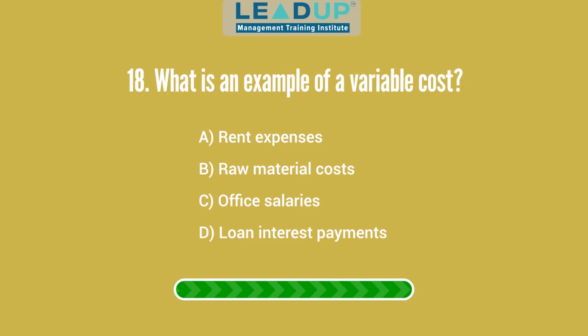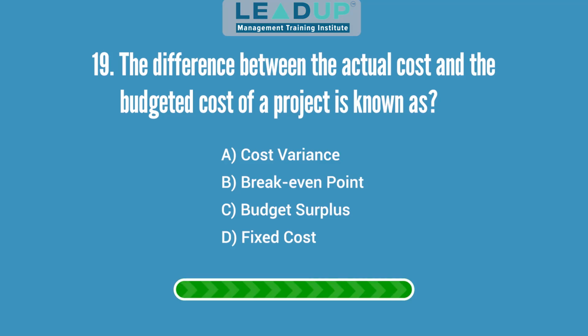Question 18. What is an example of a variable cost? A. Rent expenses. B. Raw material costs. C. Office salaries. And D. Loan interest payments. Answer: raw material costs.